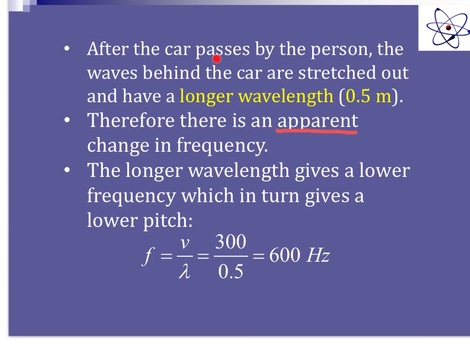After the car passes by the person, the waves behind the car are stretched out and have a longer wavelength. In this case, we just assume it's 0.5 meters. And therefore, there is an apparent change in frequency. The longer wavelength gives a lower frequency, which in turn gives a lower pitch. And the new frequency is now 300 divided by 0.5, giving you 600 Hertz.